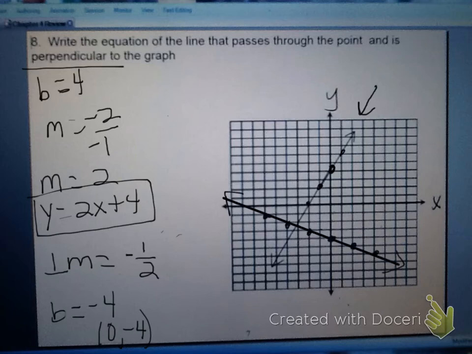So the equation of this line right here is y equals negative 1/2 x minus 4. And if you notice, they are perpendicular. They form a 90-degree angle. So notice that this slope is 2, and this slope perpendicular is opposite and reciprocal.